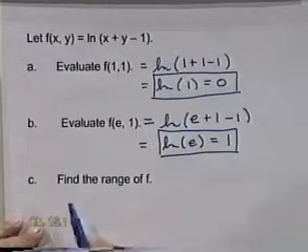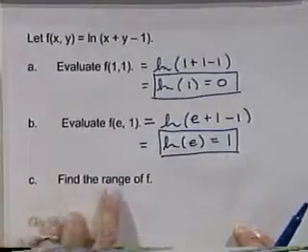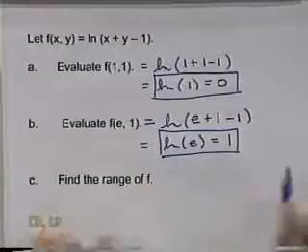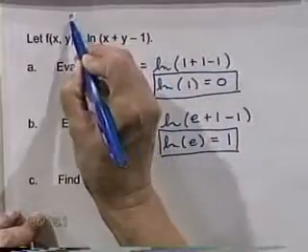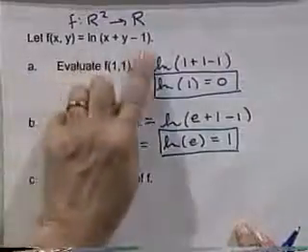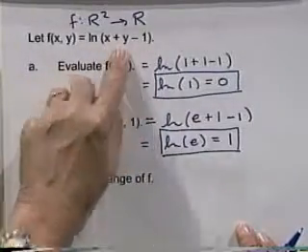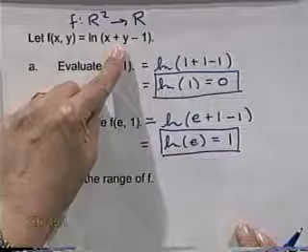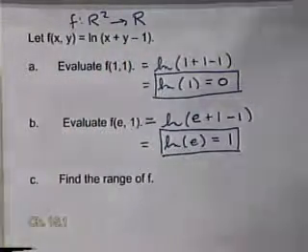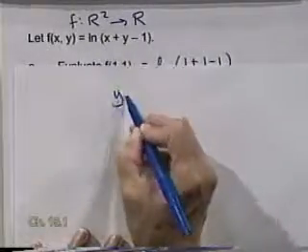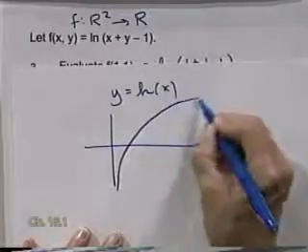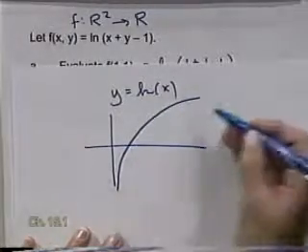And lastly, now, they're not asking for the domain, they're asking for the range of f. The range of f. That means this function is mapping things in R2 into R's. It's what kind of real numbers is this going to take on? Well, what kind of values does the natural log function take on? Everything. Remember what the natural log graph looks like? Remember y equals natural log x from last semester? The graph of y equals natural log x looks like something like this. It takes on all values from minus infinity to infinity.